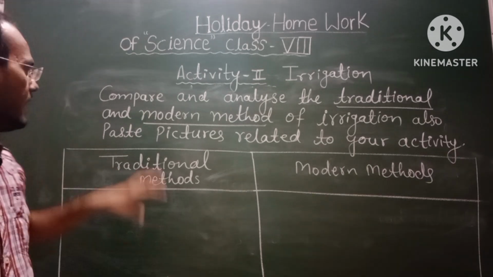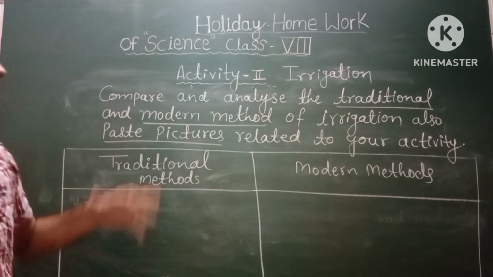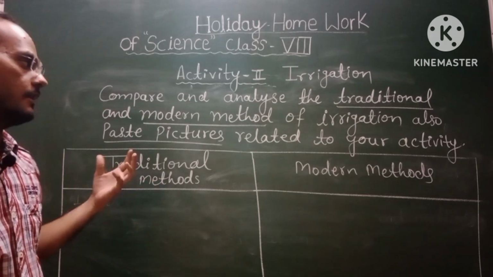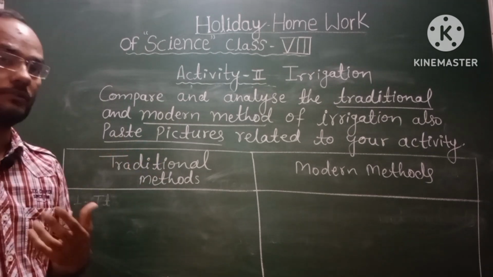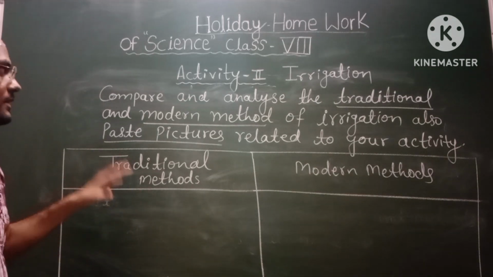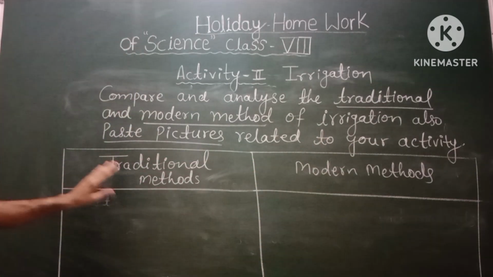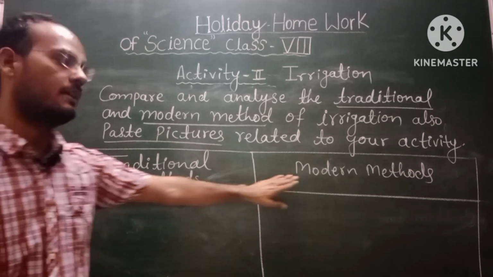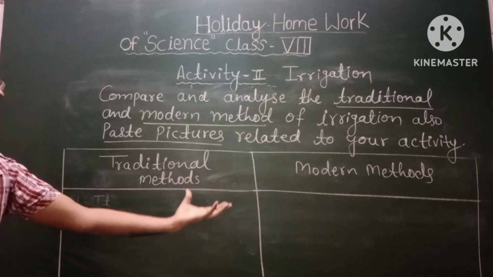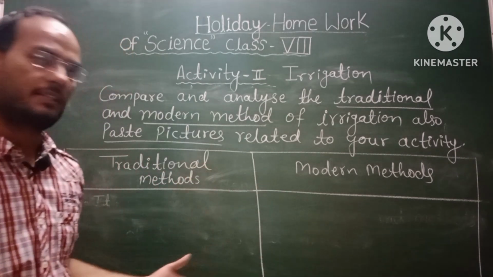and then also paste pictures related to your activity. So related to the traditional irrigation and modern irrigation, you have to paste also the pictures related to this one. And what you have to do in this activity, you first make a table like this one and write in the first column traditional methods, in the second column modern methods, and then you have to compare between the traditional and modern methods. What type of compare?